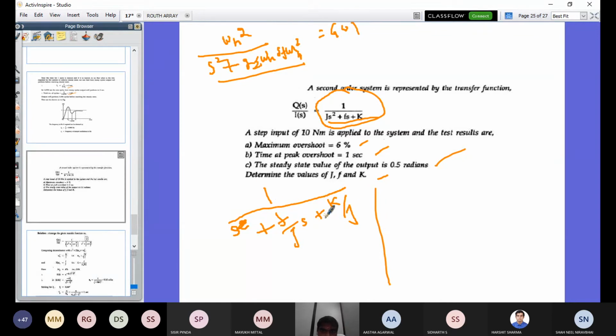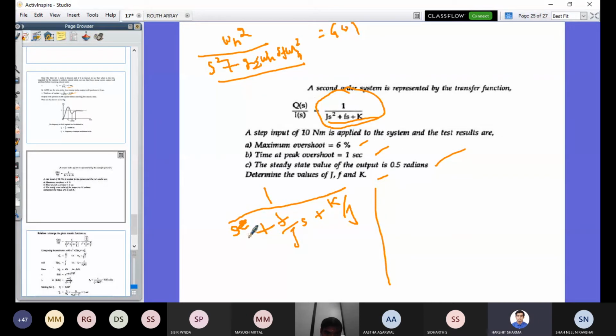So next, what do we have to do? k by j is equal to 1, so k by j is equal to root of 1. So we'll get the relation between k and j. Sir, omega n square, it's in standard form. Okay, now it is there in standard form. Omega n would be square root of k by j.